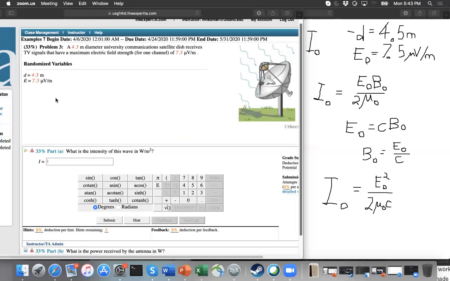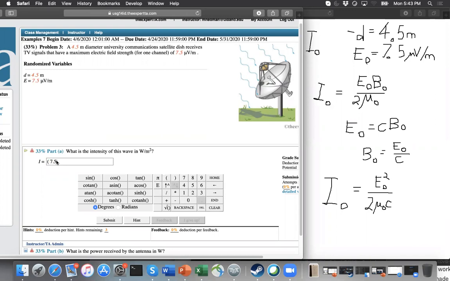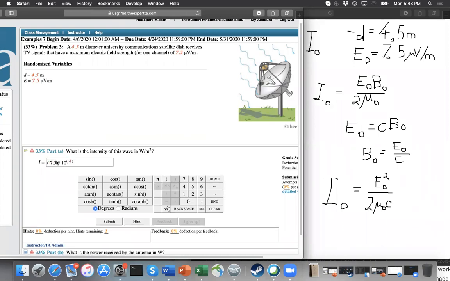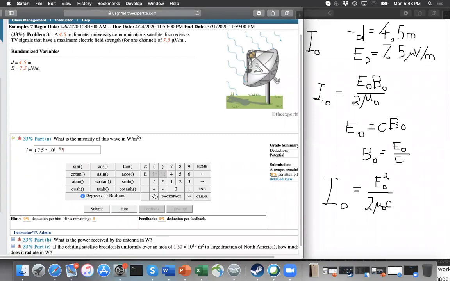So at this point, we can stick in some numbers. So let's do that. So we're going to say the numerator is 7.5 times 10 to the minus 6, because it's microvolts per meter squared. We're going to square that.